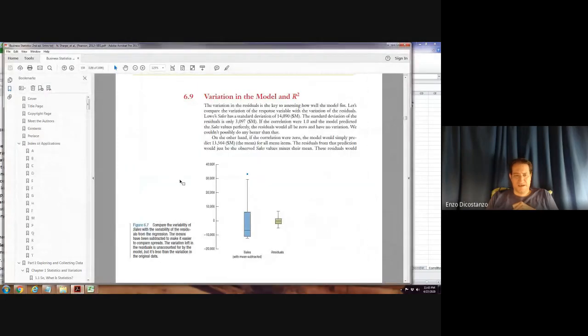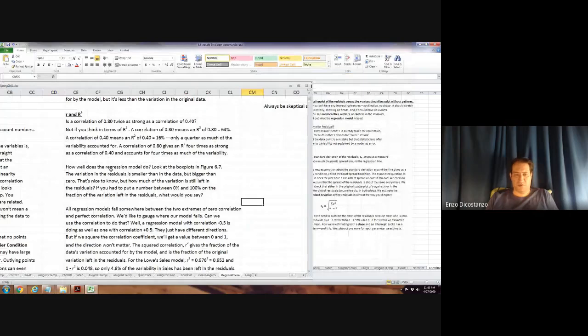That says box plots. It says compare the variability of sales and the variability of the residuals from the regression. They've been subtracted to make it easier to compare the spreads. The variation left is unaccounted for by the model, but it's less than the variation in the original data. So the residual box plot is a little more compacted. The sales one with the mean subtracted is a little more spread out. That's the point of these models, to tighten up your estimate relative to the points of the data. So those pictures make sense relative to what we're talking about in this particular chapter.